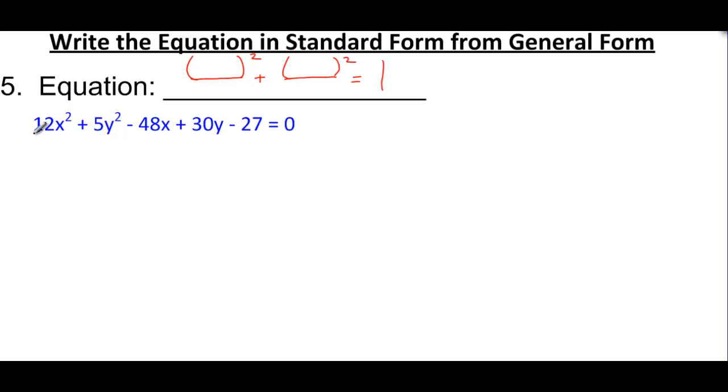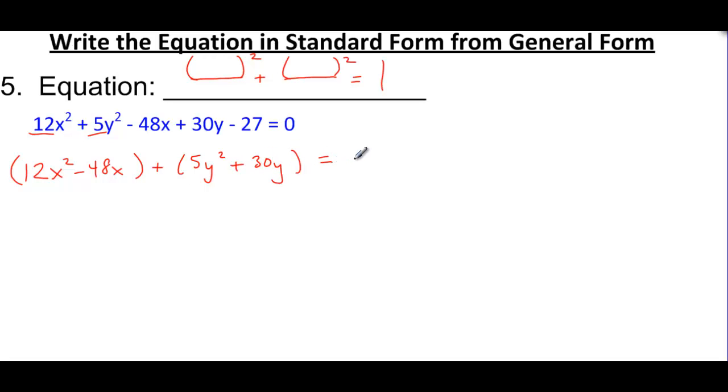But you look here, I have a 12 in front of x squared, a 5 in front of y squared, so I can't just divide everything by my coefficients. So what I'm going to do instead is I'm going to move the x's together. I just put them in parentheses to keep them separate, plus. I'm going to have the y's together.